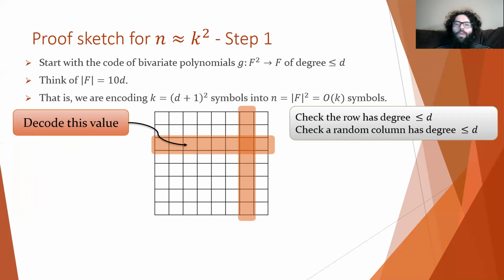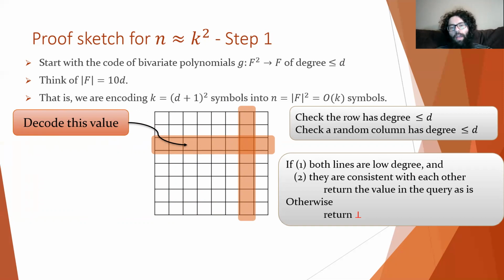And what do we do? We check that the row has degree at most d, and we check that the column has degree at most d. If both are low degree, and we also check consistency on the intersection. If we read the entire row and the entire column, then of course they are consistent on their intersection. Then we just return the value in the query that we want, in this position 3, 3. And if either the row or the column are not polynomials of degree d, then we're just going to reject. So our decoding procedure makes 2 times square root n many queries. We have square root n queries for the row, square root n for the columns. Maybe there's a minus 1 there.